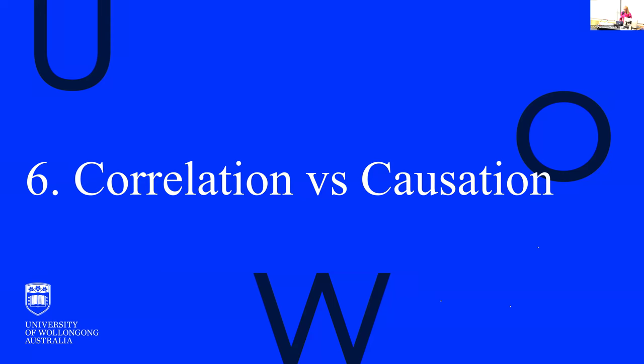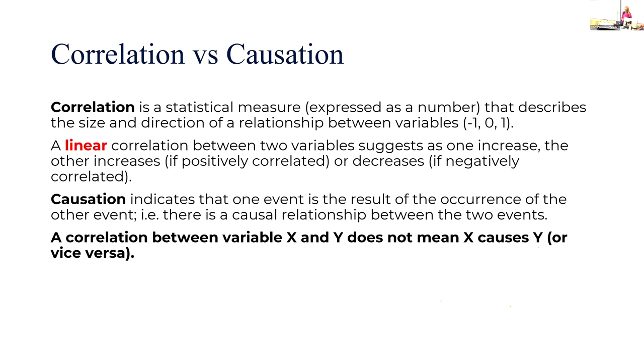So the next one is fairly quick. Okay. So correlation versus causation, and hopefully this is something that you're all familiar with. So if we take a correlation, it's a coefficient, it's a number that we're measuring that goes from minus one through to one. And I'll show you what that means in a diagram in a sec. Now, when we're looking at correlation, we're looking at a linear relationship.